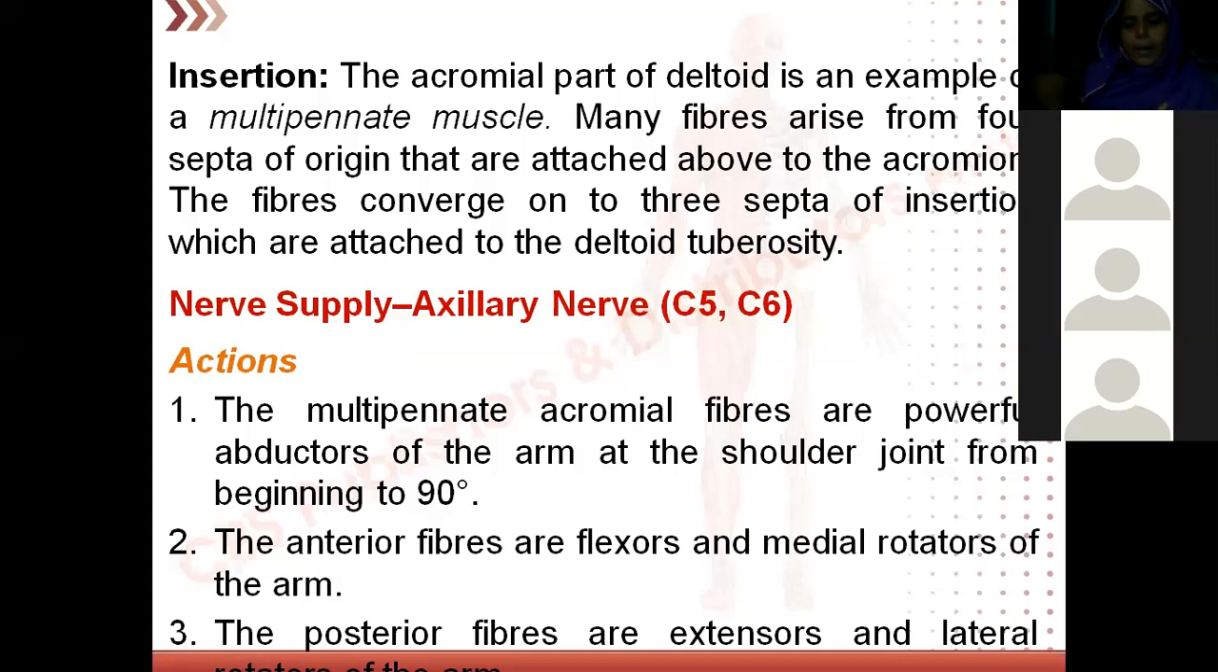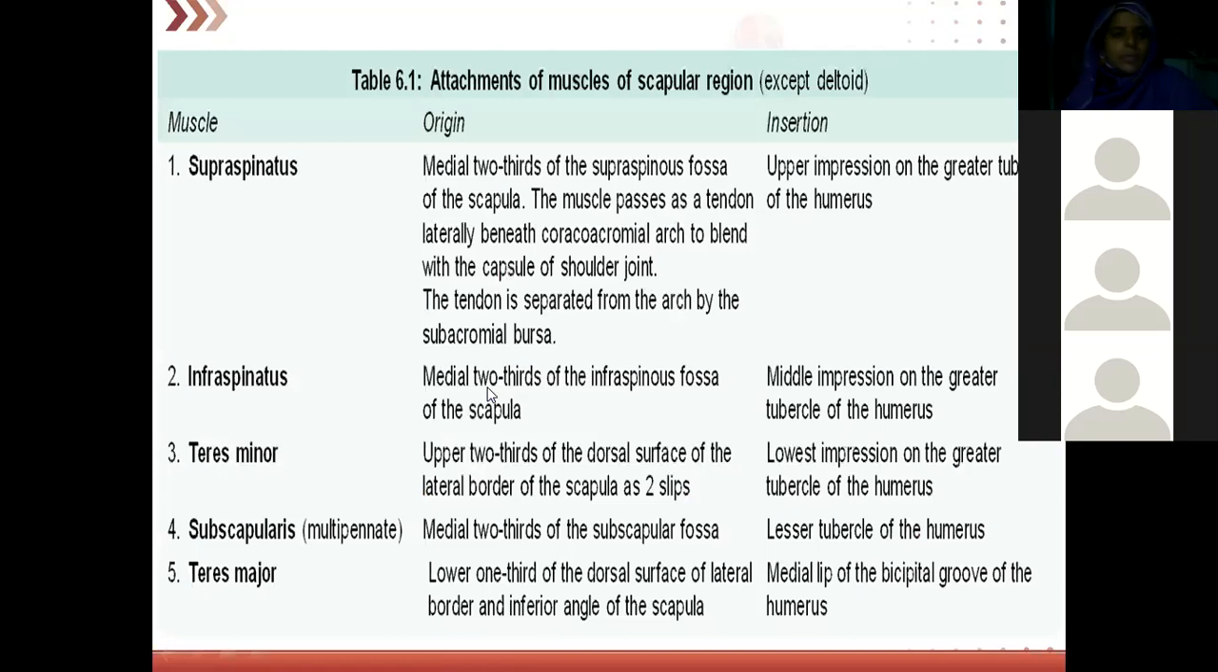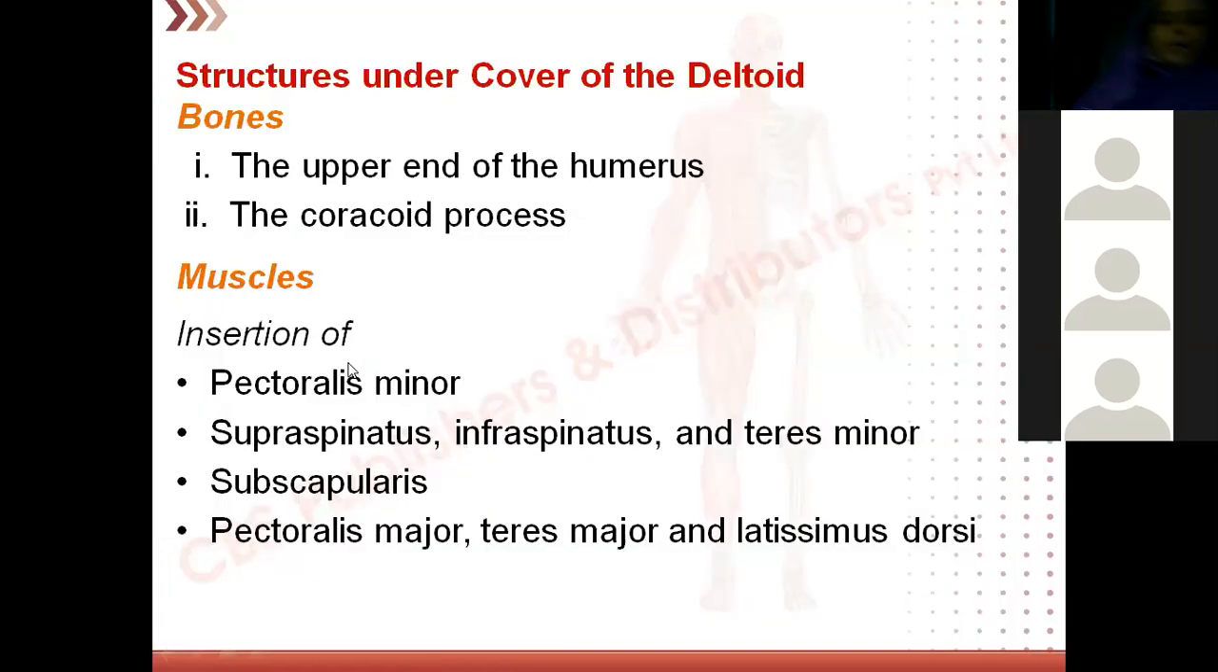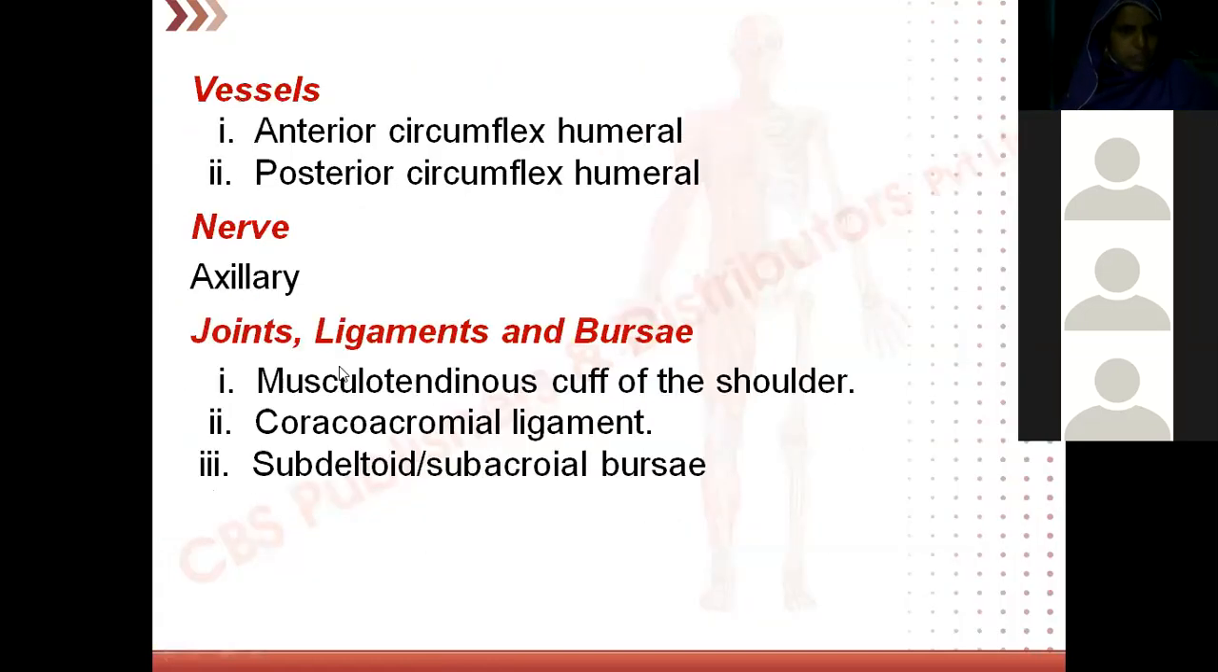Multipinnate, see here. Acromial fibers carry out abduction to 90 degrees. Clavicular fibers bring medial rotation and flexion. And the fibers that go behind, when they contract, bring about extension and lateral rotation. So apart from that, all these muscles, I will show and discuss.